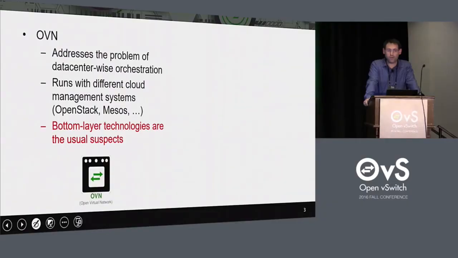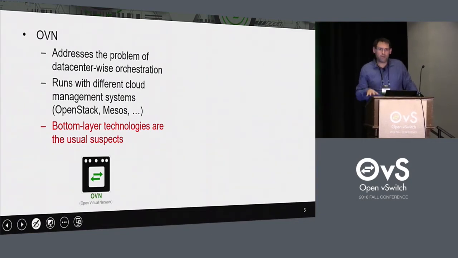So the idea is, let's start with something that has been proven to work and is very promising, which is OVN. OVN, for us, addresses the problem of data center-wide orchestration. I'm coming from university, so orchestration is a big word, very nice for us. And apparently, OVN does that job very nicely. Then it runs on different cloud management systems. So we tried mainly with OpenStack, but it works also on the others.